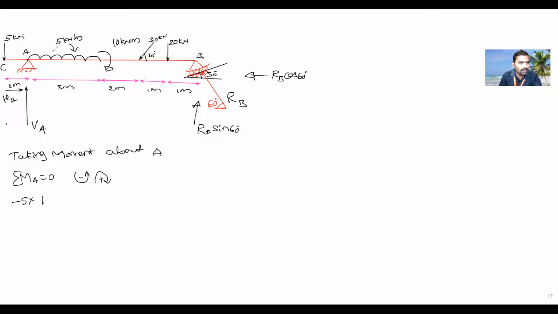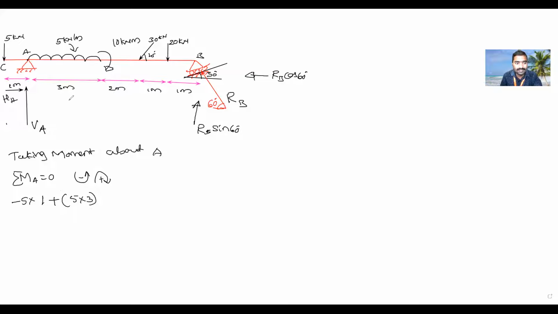Is this UDL producing clockwise or anti-clockwise? Clockwise. So plus. First you have to write the force, then you have to write the distance. What is the force? UDL should be converted into a point load. How to convert? UDL into its length. That is 5, the UDL, into its length, which is 3. This is 3 meter.